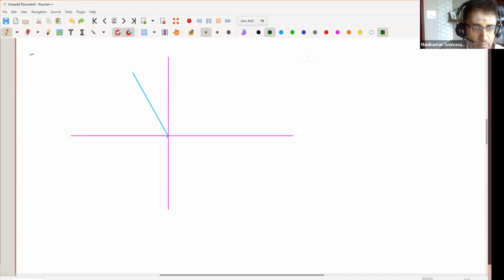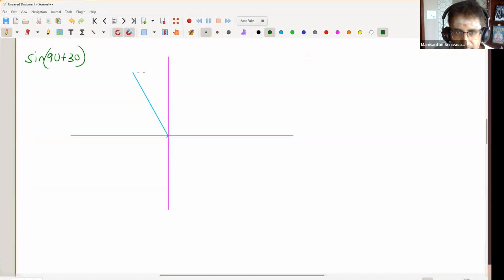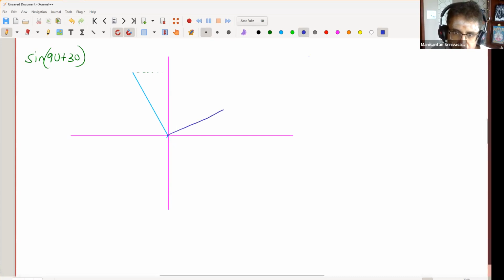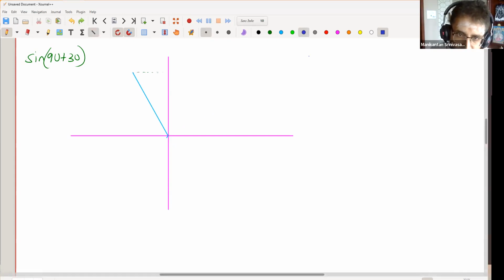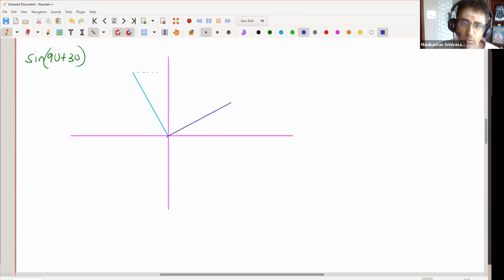Okay, so I'm looking now at 120 as sine of 90 plus 30. Instead of looking at it as 180 minus 60, I want to look at it as sine of 90 plus 30, right? And this is same as cos 30. Why is that? So this is 90 plus 30, which means the original 30 was sitting here, right?